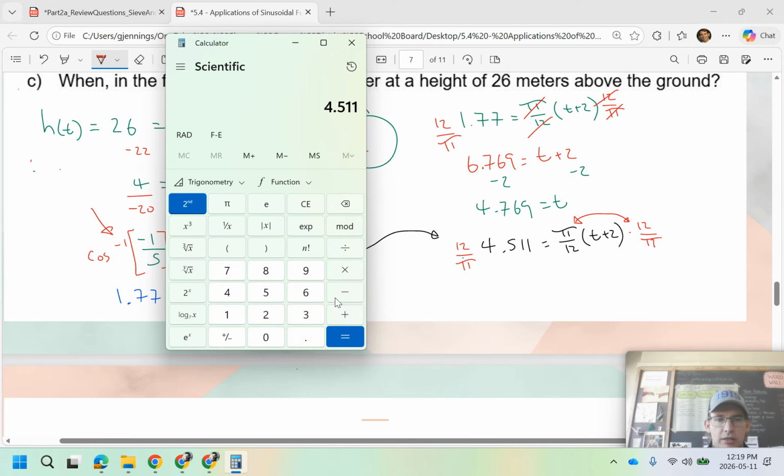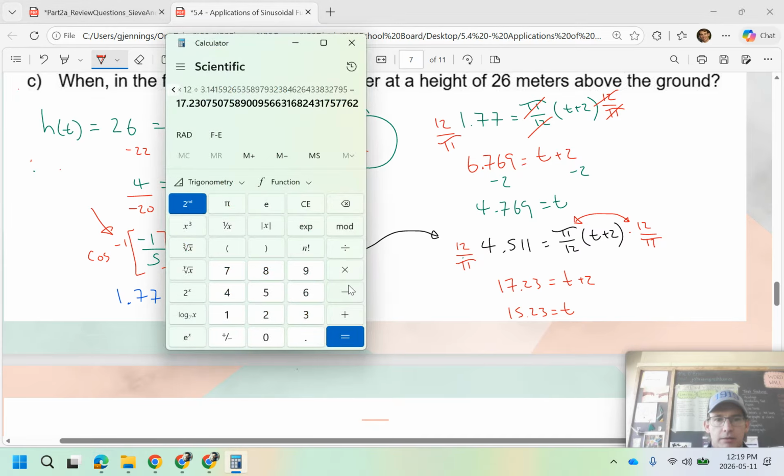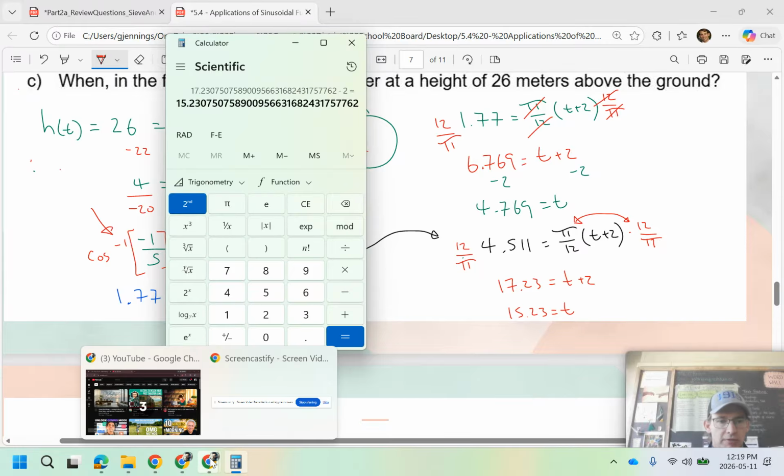So let's do that. Times 12 divided by pi is equal to this number. And so 17.23 is equal to t plus 2. So we expect this to be 15.23 is equal to t. Minus 2 equals 15.2307.